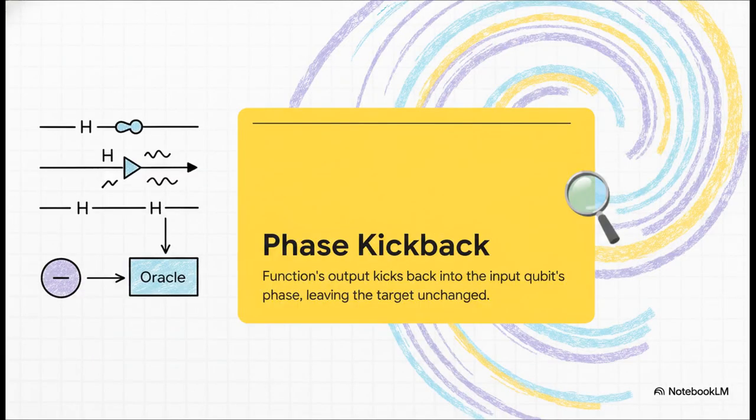Now for the main event. Setting your target qubit to the minus state triggers a phenomenon called phase kickback. And guys, this is the absolute secret weapon of the entire algorithm. Because that target is sitting in a very specific minus superposition, when the oracle runs its XOR logic, the actual 0 or 1 bit value of the target qubit doesn't flip. No, instead, the mathematical result of the function gets kicked right back up into the input qubits.